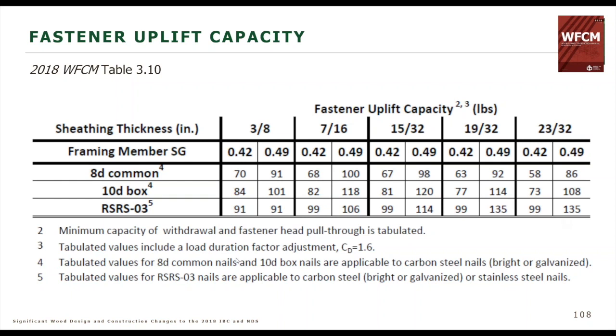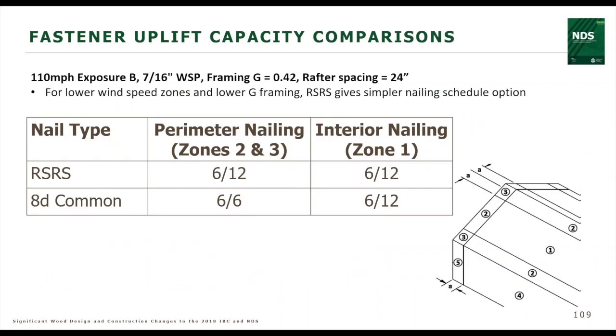So the possibility for simplifying our nailing schedule exists when we're using these higher capacity fasteners on our roof. So for a lower wind speed zone, like a 110 mile per hour Exposure B, and even with a lower specific gravity framing, like a 0.42 specific gravity, so that'd be like a spruce-pine-fir, if we just use an 8D common nail in our perimeter nailing zones, we'd need to have the framing at 6 inches on center at the edge and 6 inches on center in the field.